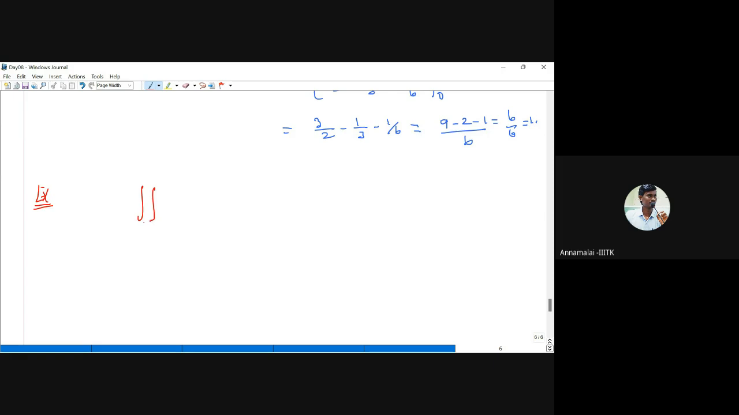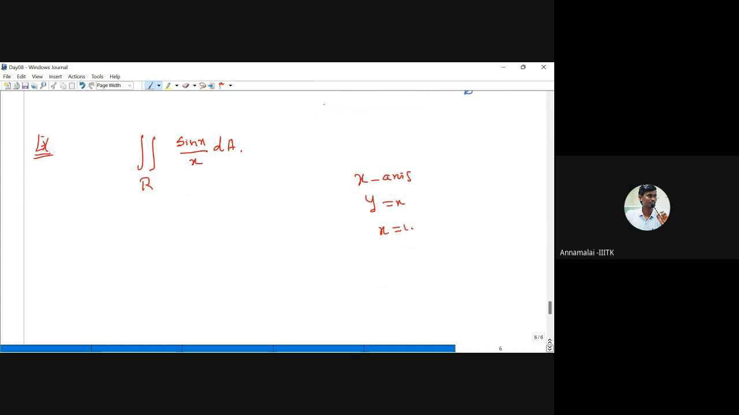Evaluate the double integral over R of sin x by x dA, where R is the triangle bounded by the x-axis, the line y equal to x, and x equal to 1. The same region. Therefore, what is the region? So we can write this as the integral with x from 0 to 1 and y from 0 to x of sin x by x.